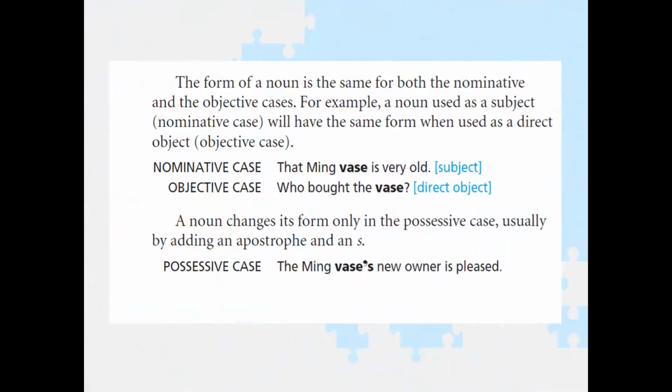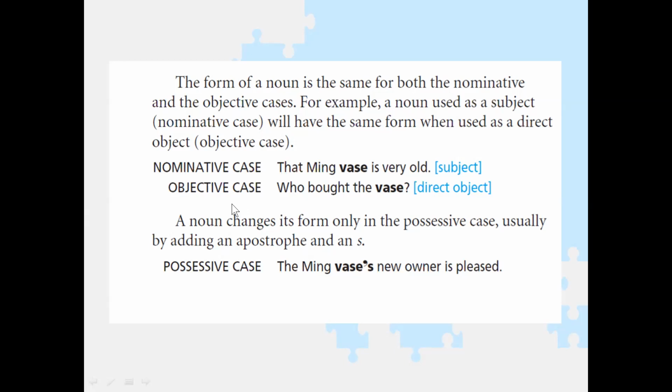Let's start with the noun. The form of a noun doesn't change whether I use it as a subject or as an object, like the two examples that I have here. The nominative case of the word vase as a subject: The Ming vase is very old. I used vase here as a subject. It's a nominative case. And in the other sentence, it doesn't change. Who bought the vase? It's the same word vase, but I used it as an object in the sentence, objective case.